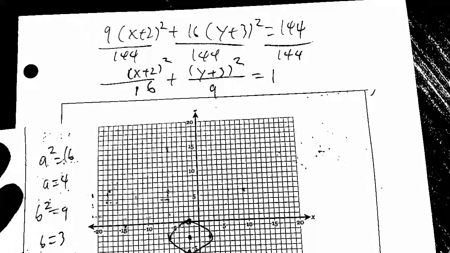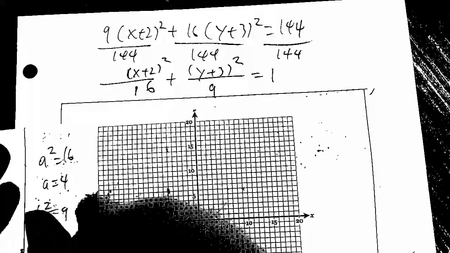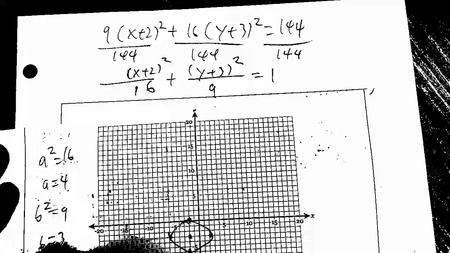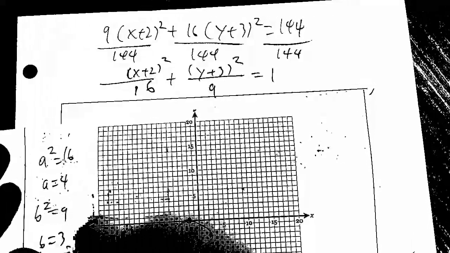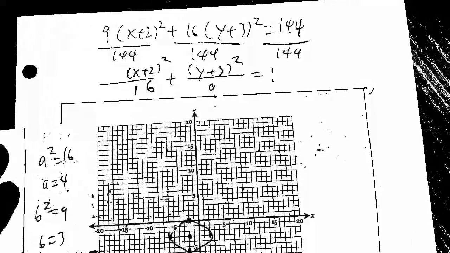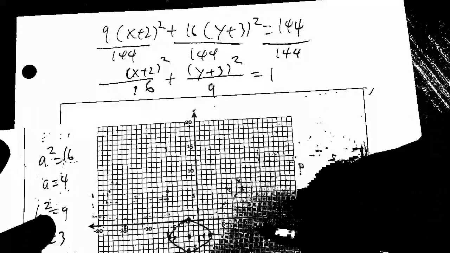If you wanted to find, just for bonus, the foci, you'd have to do c squared equals a squared minus b squared. So c squared would equal 16 minus 9, which is 7. So c would equal root 7, and that would be roughly here and here on the graph.